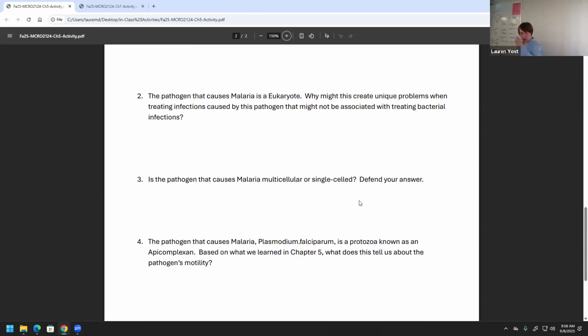All right. Next question. Is the pathogen that causes malaria multicellular or single-celled? Does anybody know this one? It is single-celled. What's your name? Okay. I won't call on you later though. It is single-celled, exactly. We know this because all protozoa are single-celled. All of them are. None of them are multicellular, just single-celled.